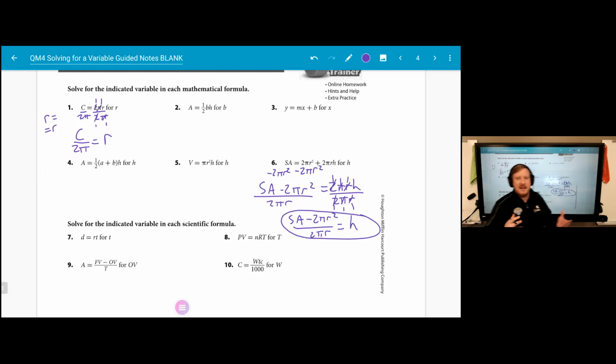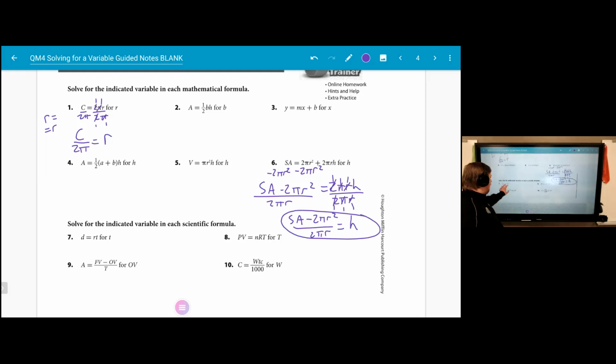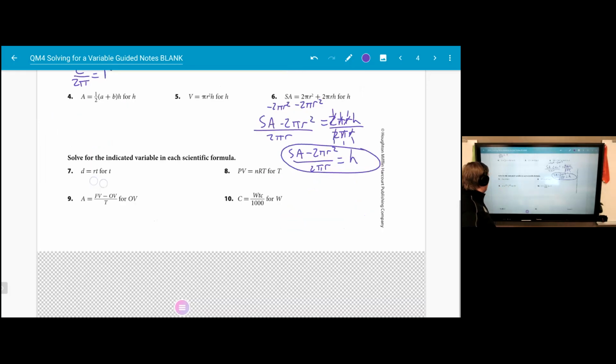You can go back and think of this in terms of our do and undo steps. We're doing the exact same thing we were doing before, the do and undo steps. Okay, let's go ahead. We've got some scientific formulas in here.